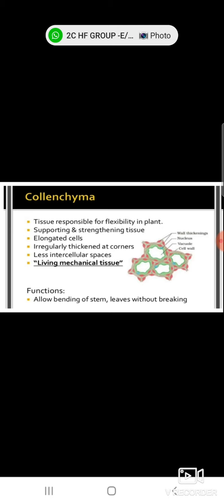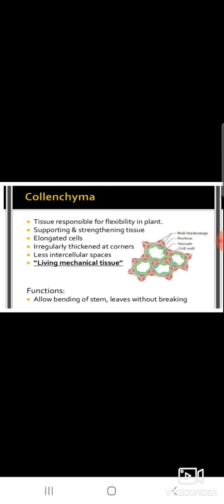Then collenchyma. What is collenchyma? It is responsible for flexibility in plants, a supporting and strengthening tissue. It has elongated cells, irregularly thickened at the corners, with few intercellular spaces. It is a living mechanical tissue. What is the function of collenchyma? It allows bending of stems and leaves without breaking.